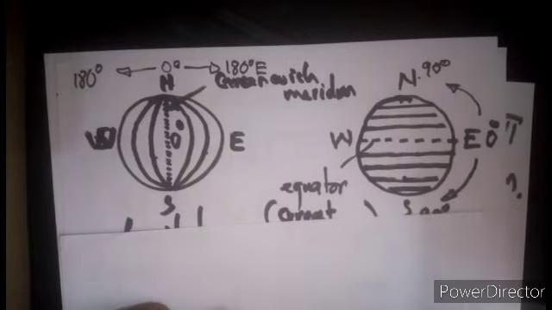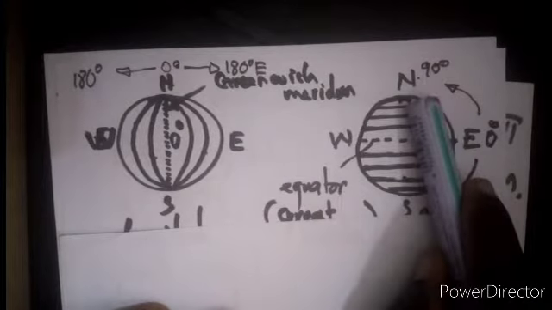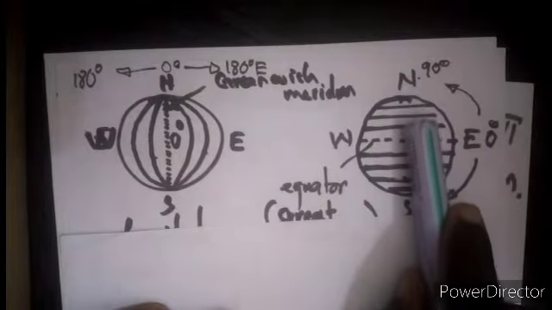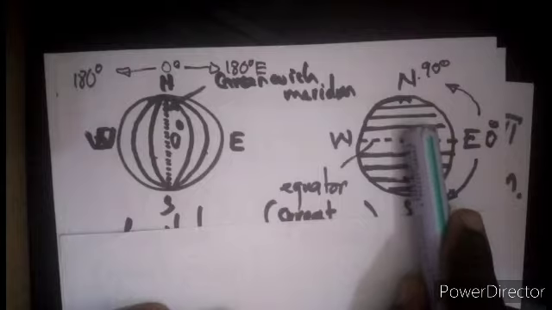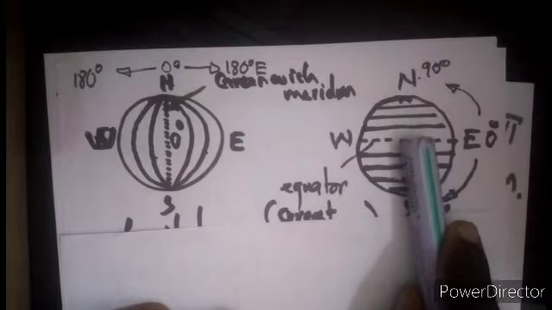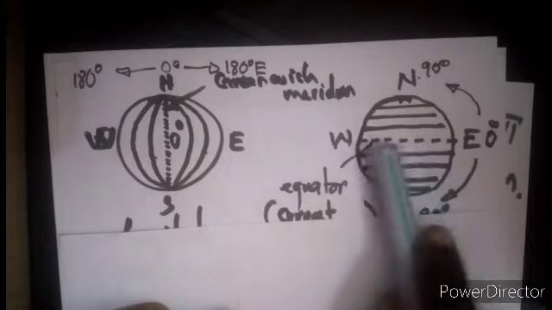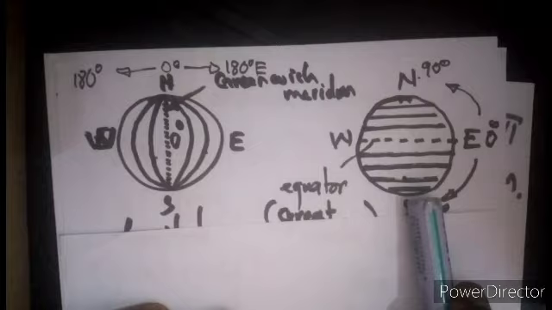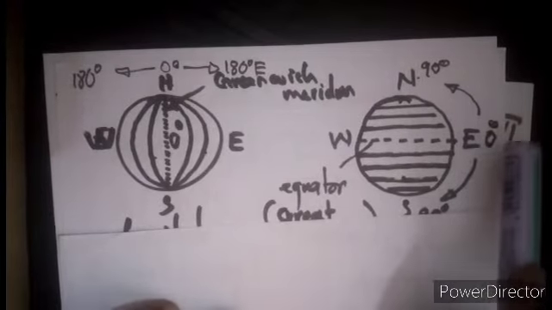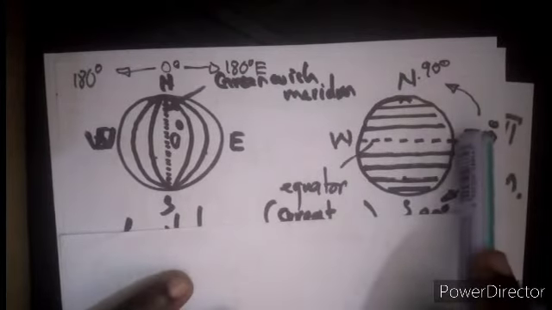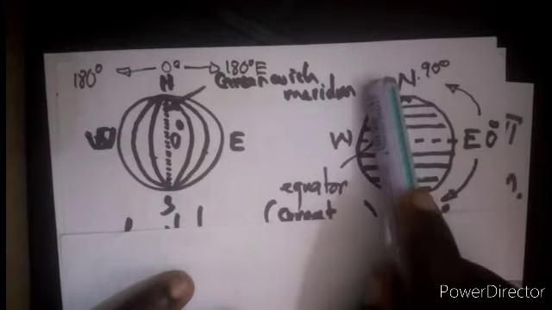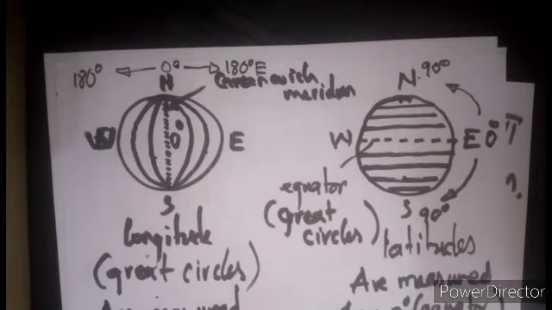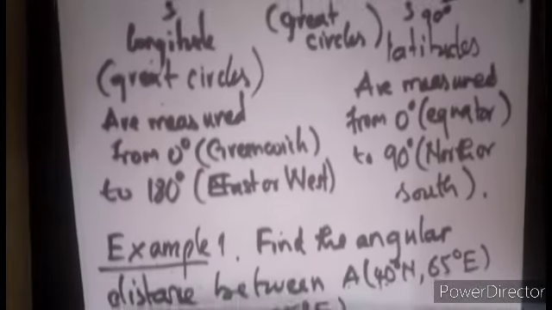As you can see, the circle formed by this latitude is less than the circle formed by this latitude, of which the equatorial imaginary line is the largest of all of these latitudes. We measure the angles from 0 degrees at the equatorial line, 0 degrees to 90 degrees north, or from 0 degrees to 90 degrees south.